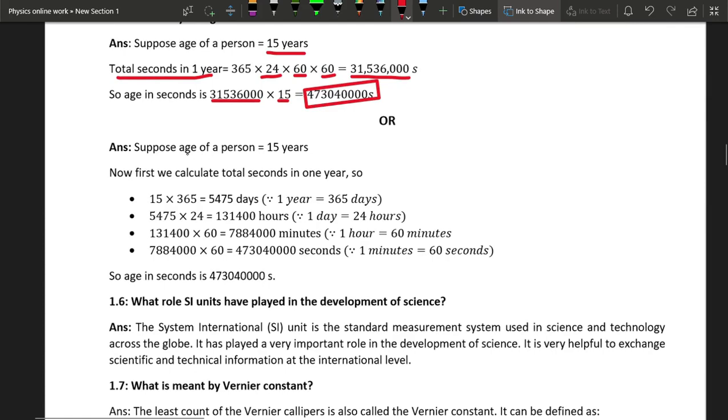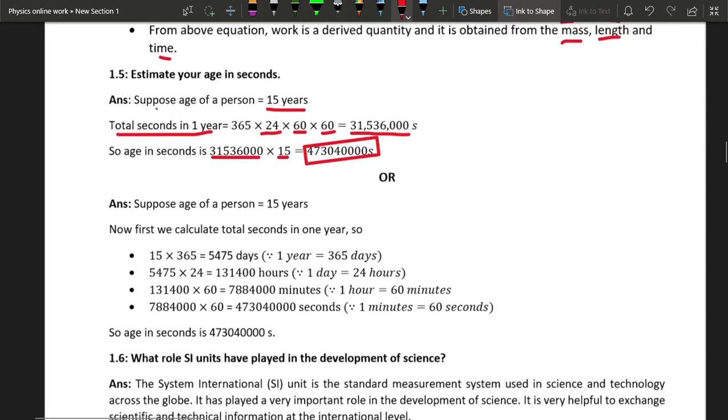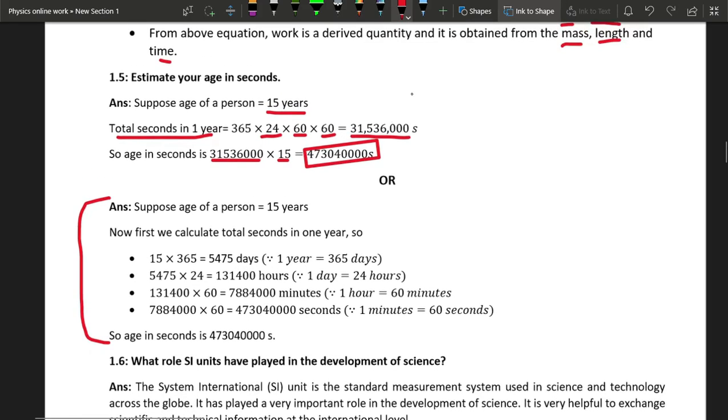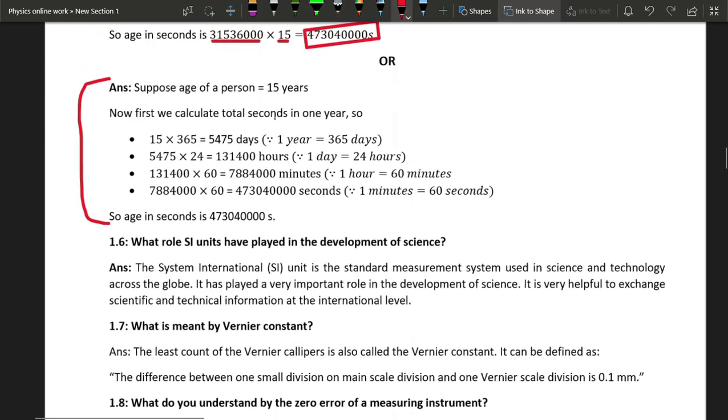Or alternatively, you can solve this question in this way. It's up to you, students. You can use any of the methods. This is the short method. You can use this method as well. The answer will be the same.